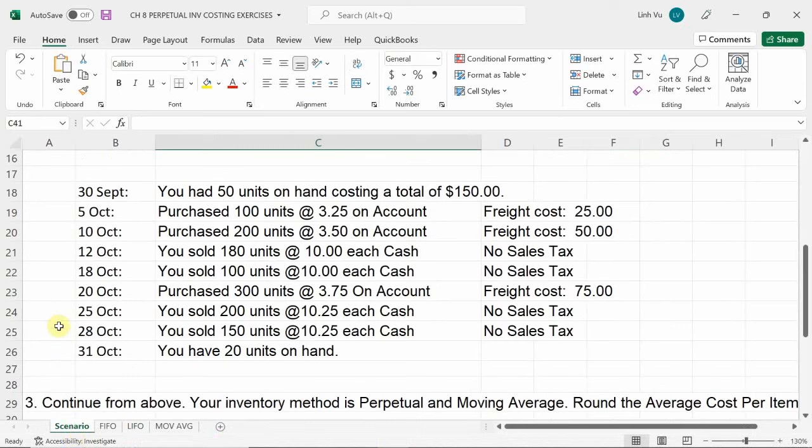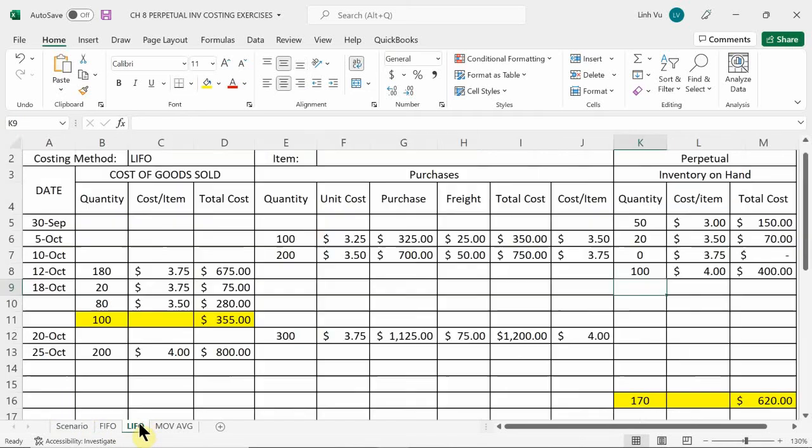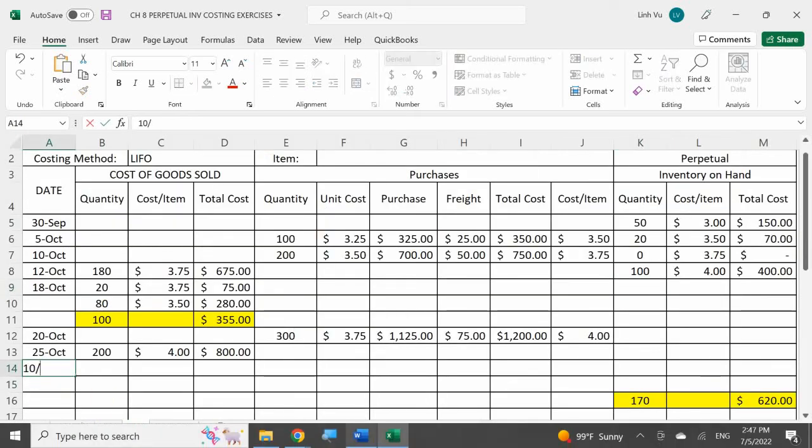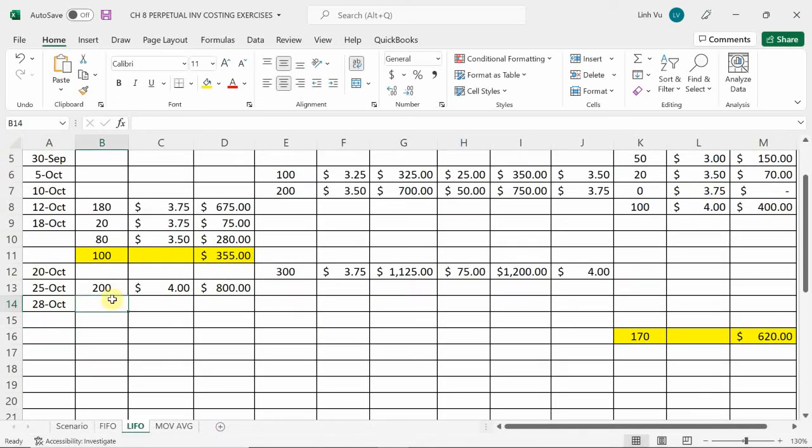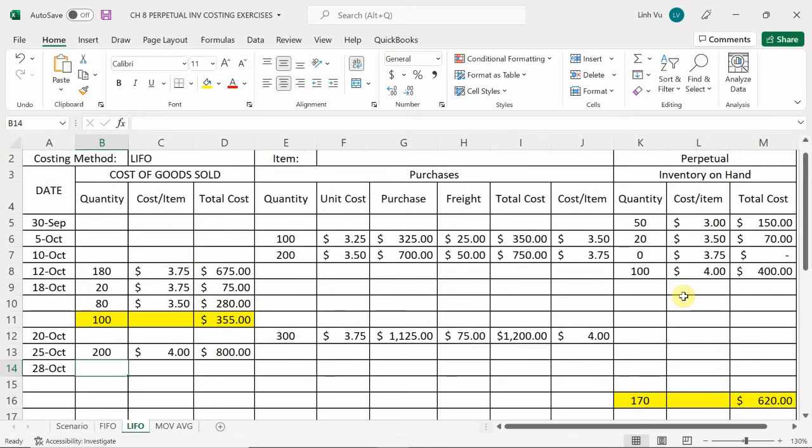The last scenario was on October 28th. You end up selling 150 units, giving you a remainder of 20 units left on hand on October 31st. So I need to sell 150 units on October 28th. Which batch of inventory am I going to take out first?